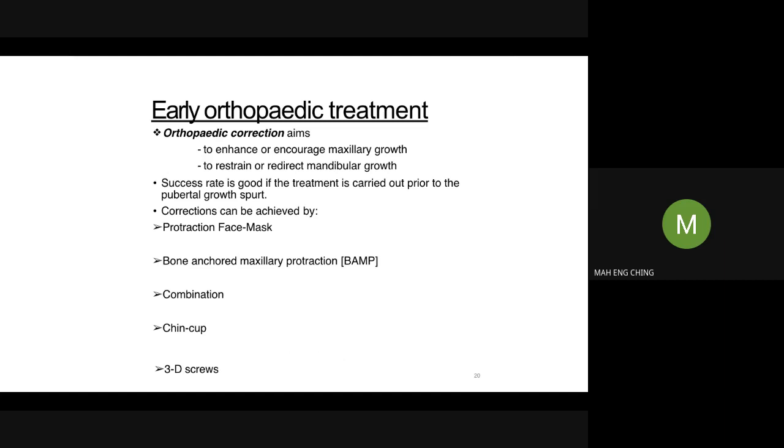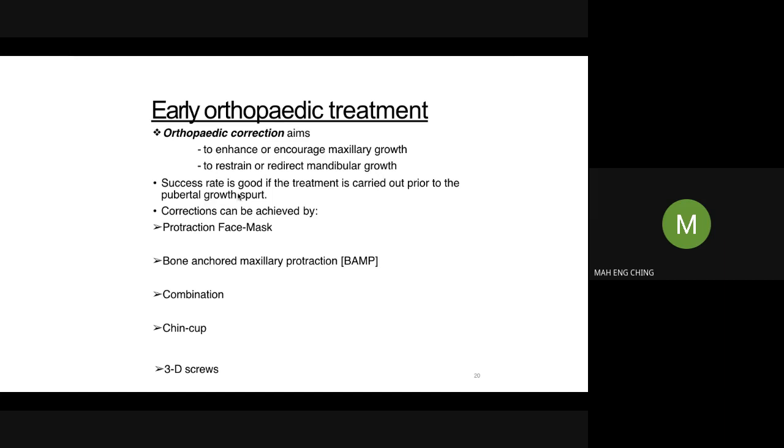So early orthopedic treatment. Orthopedic means it involves the bone. We can try to correct the skeletal Class III when they're still early or young age. So orthopedic correction aims to enhance or encourage the maxillary growth. We already talked about this, the maxilla is too short, so you try to make it longer. At the same time, the mandible is too long, so they try to restrain or redirect the mandibular growth.